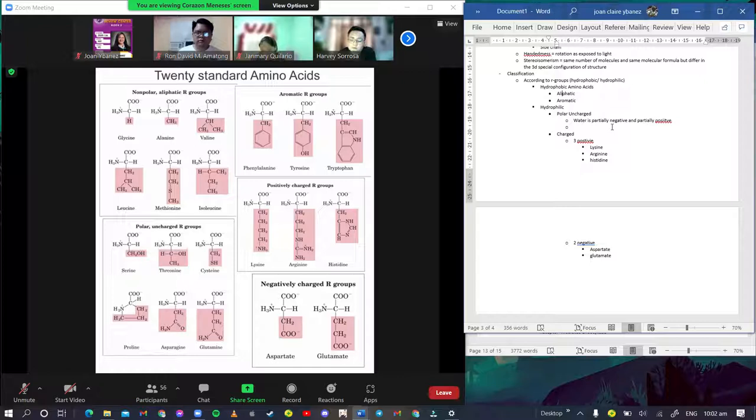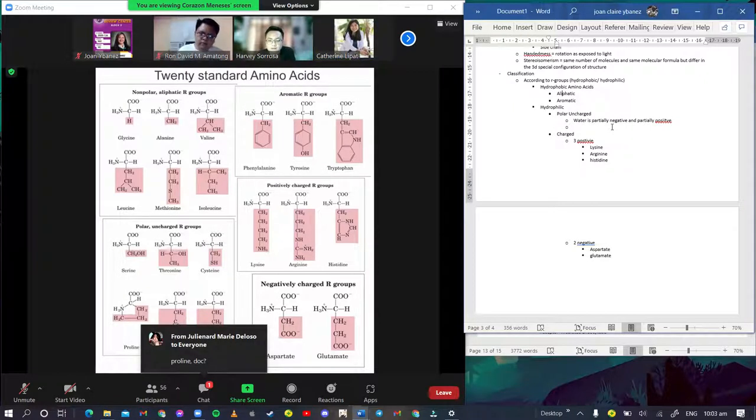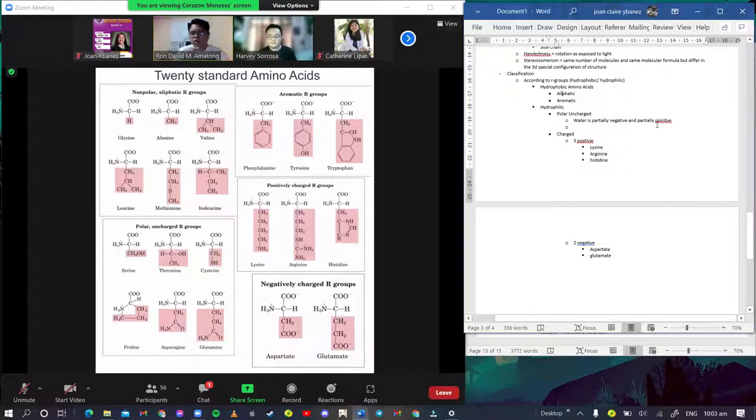Okay. There is an amino acid here that is not really an amino acid, but an imino acid. And we are referring to proline. Proline, Doc. Pyrrolidine. Okay, what is the difference in the pyrrolidine to the other amino acids? The R group connects to the amine group. Okay, so there is a connection between the alpha amino to the R group. Okay, so it will form what we call your pyrrolidine ring.